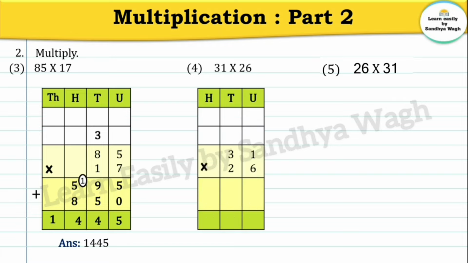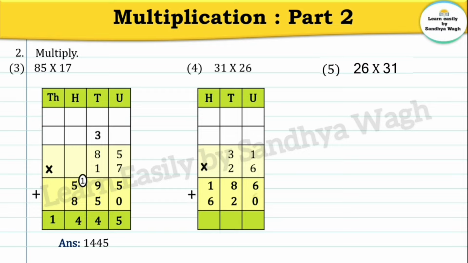31 multiplied by 26. 6 ones are 6. 6 threes are 18. Now let's write 0 in the units place. And 2 multiplied by 1. So 2 ones are 2. 2 threes are 6. Let's add these numbers.